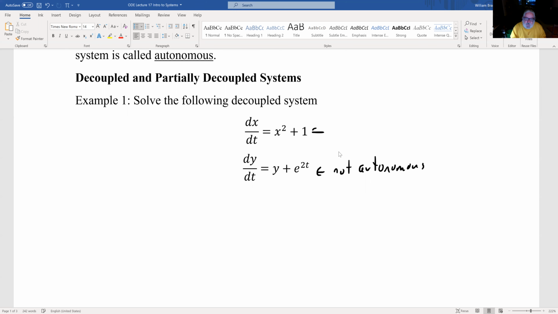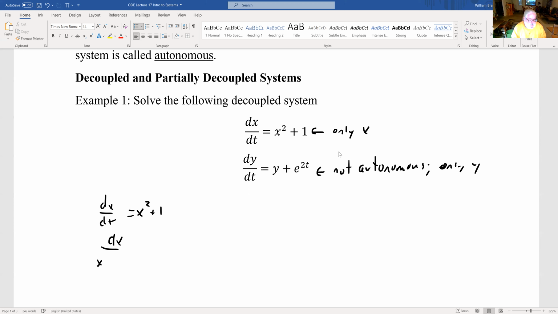But it is decoupled, and decoupled means the x's and the y's don't interact. So we just solve this as two separate differential equations. dx/dt equals x squared plus 1. How can we solve that? A couple of different ways, but keep in mind we can't do Laplace transforms on this because we do not know how to do the Laplace transform of a product of two functions. So x times x, we don't know how to do that. The easiest way to do this, though, is just by separation of variables.